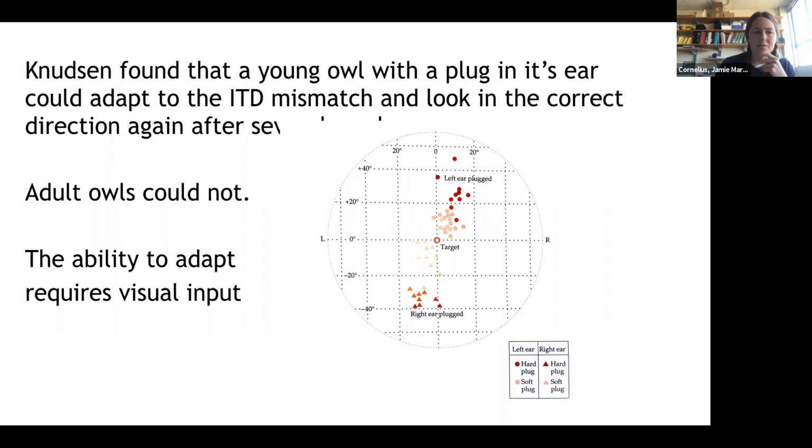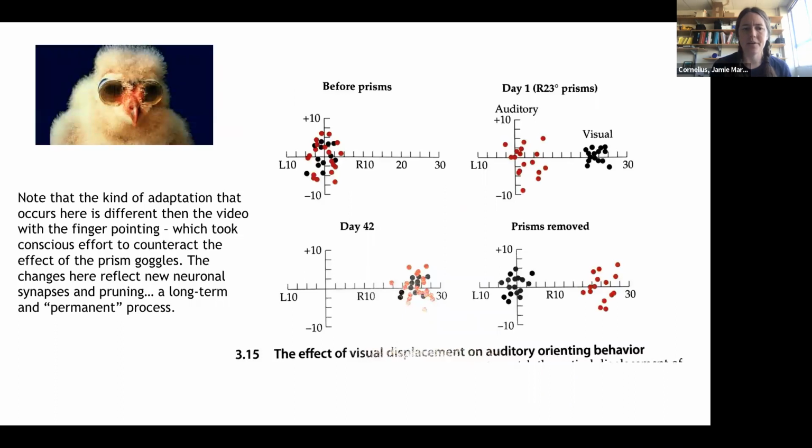But what Eric Knudsen found is that if you leave the plug in the ear for a month, then the birds could actually adjust, whereas adult owls could not. So only the young chicks could do it. The adult owls couldn't. And the ability to adapt required visual input. If you put on goggles that you couldn't see through, then they couldn't ever learn the new location to look. So it required visual input. And so here's that experiment.